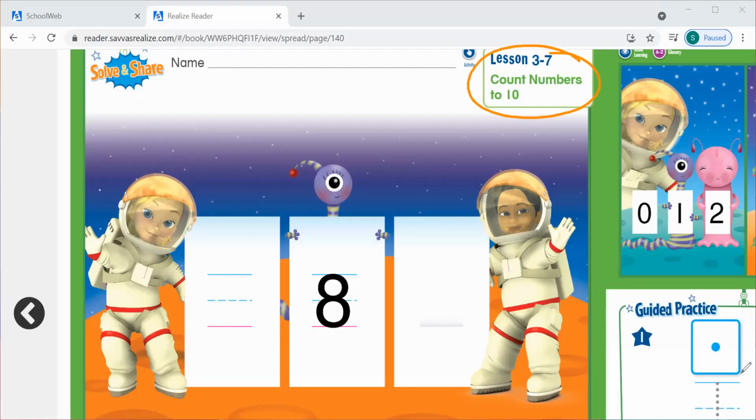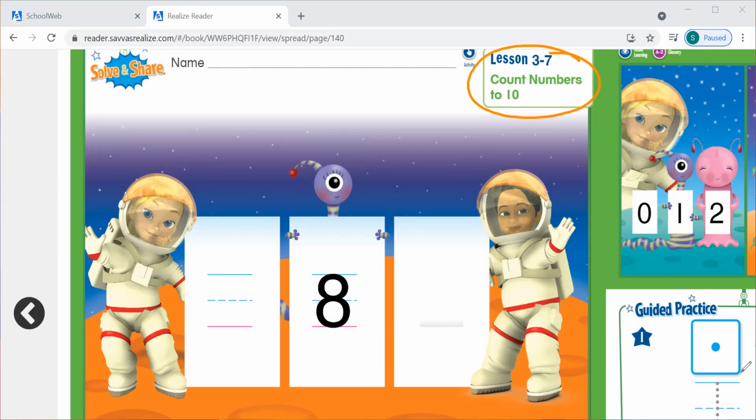Lesson 3-7, count numbers to 10. Let's look at this picture. Emily thinks of two numbers, one that is 1 less than 8 and another that is 1 more than 8. So we're going to write the two numbers. We know the correct order of counting.